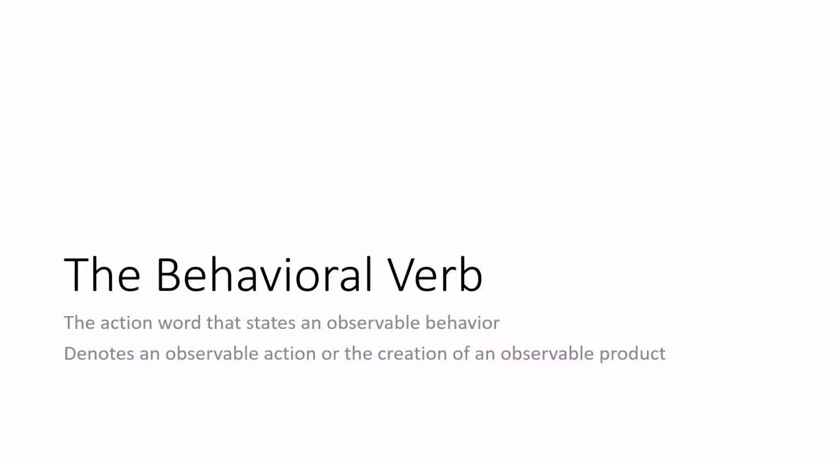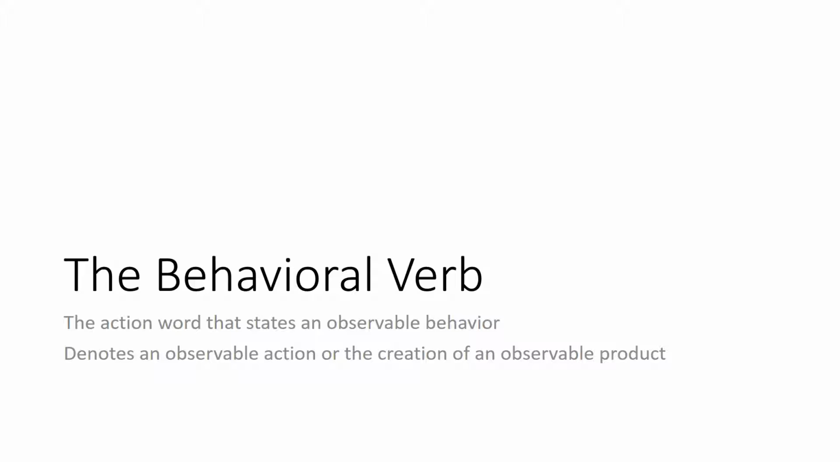The middle part of the behavioral objective is the behavioral verb. And this is the action word that states what the observable behavior will be. An important aspect of this is observable. That verb, what we are saying the student will do, has to be something that you can do exactly, that you can observe. And it has to be something that you will be able to see.